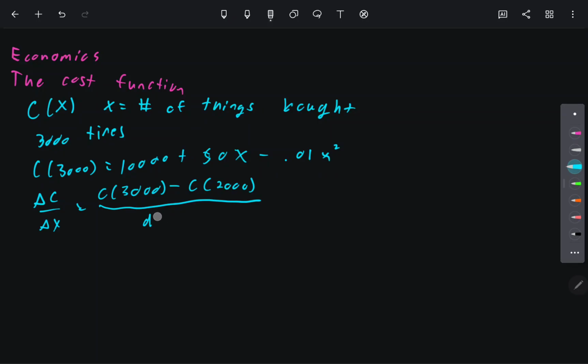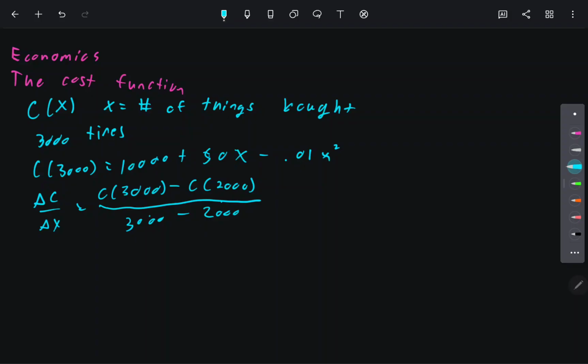And then what this gives us is the average cost per item. So what we can use this average cost per item for is, let's say, selling this at a price that's going to make us a profit. Now, another thing you can do with this is once we take this derivative, or once we take the limit as change in x approaches 0, we get something called marginal cost.